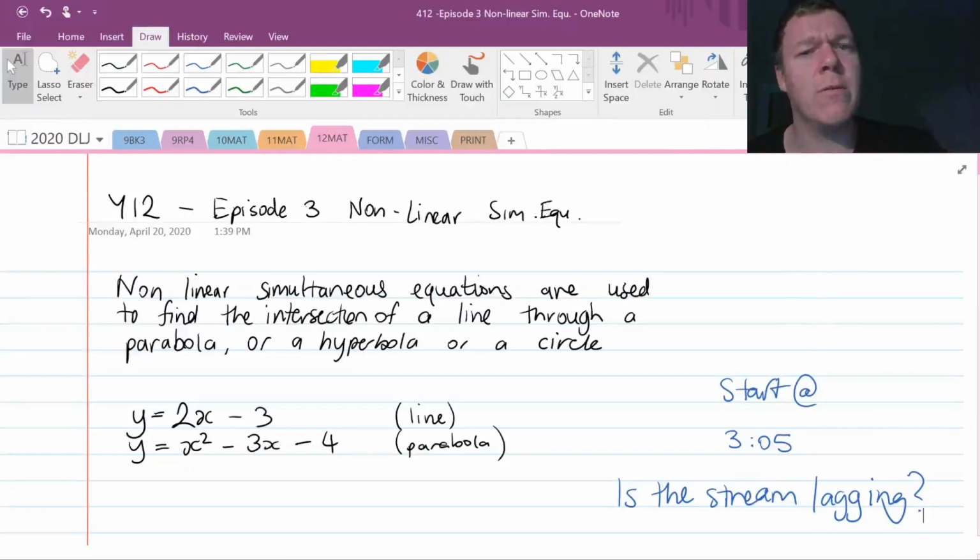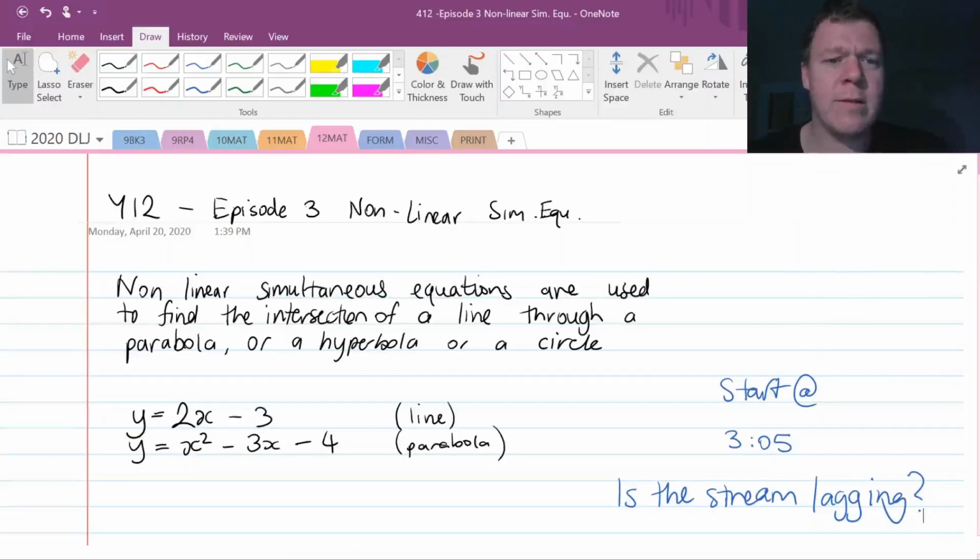Today we're going to attack non-linear simultaneous equations, which sounds complicated, but it's really not too much more than what we're already doing with regular simultaneous equations, just setting two equations equal to each other and solving for x values, and then solving for y values.